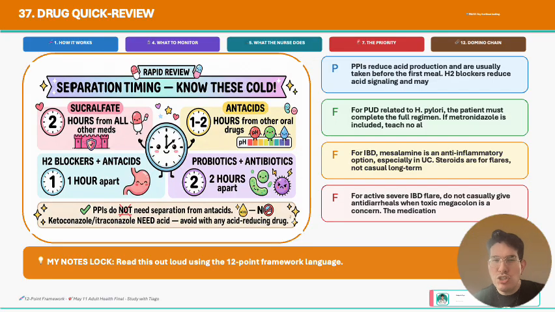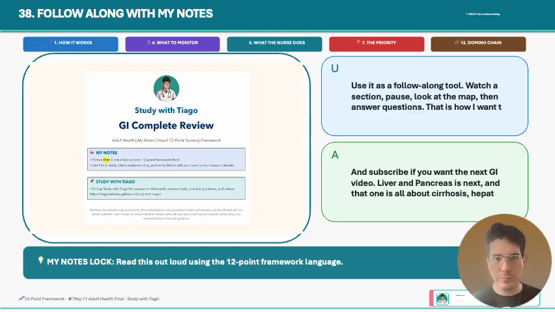Okay? Think of it like GI meds are not random. Acid meds protect tissues, right? H. pylori meds eradicate bacteria. IBD meds calm immune inflammation. Antidiarrheals can be dangerous when the colon is inflamed and dilating, all right?